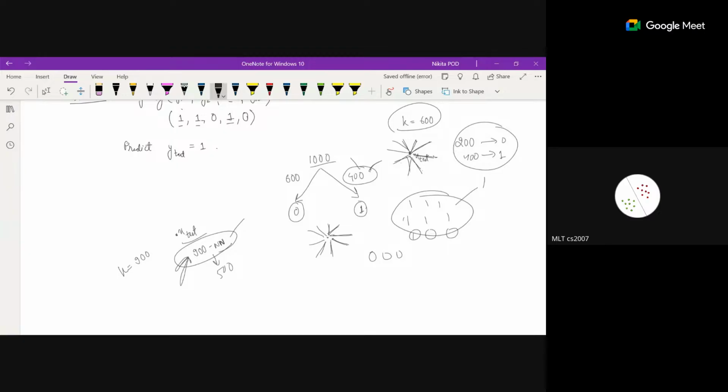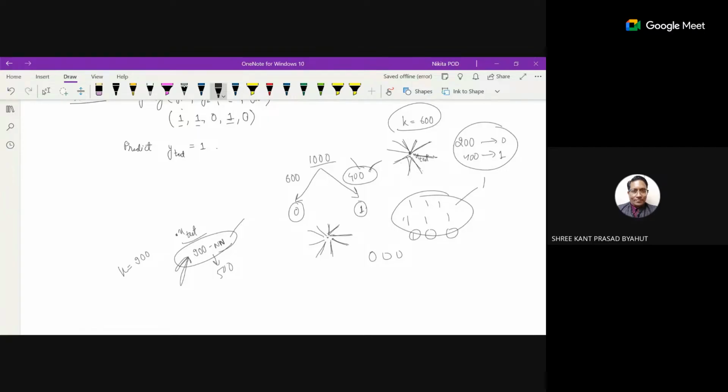K is already given, right? Suppose there is a test data. Then we will have to find where this test data will go, right? Either in the 400 or in the 600 group, right? Correct. This is the question. That's all the question is.